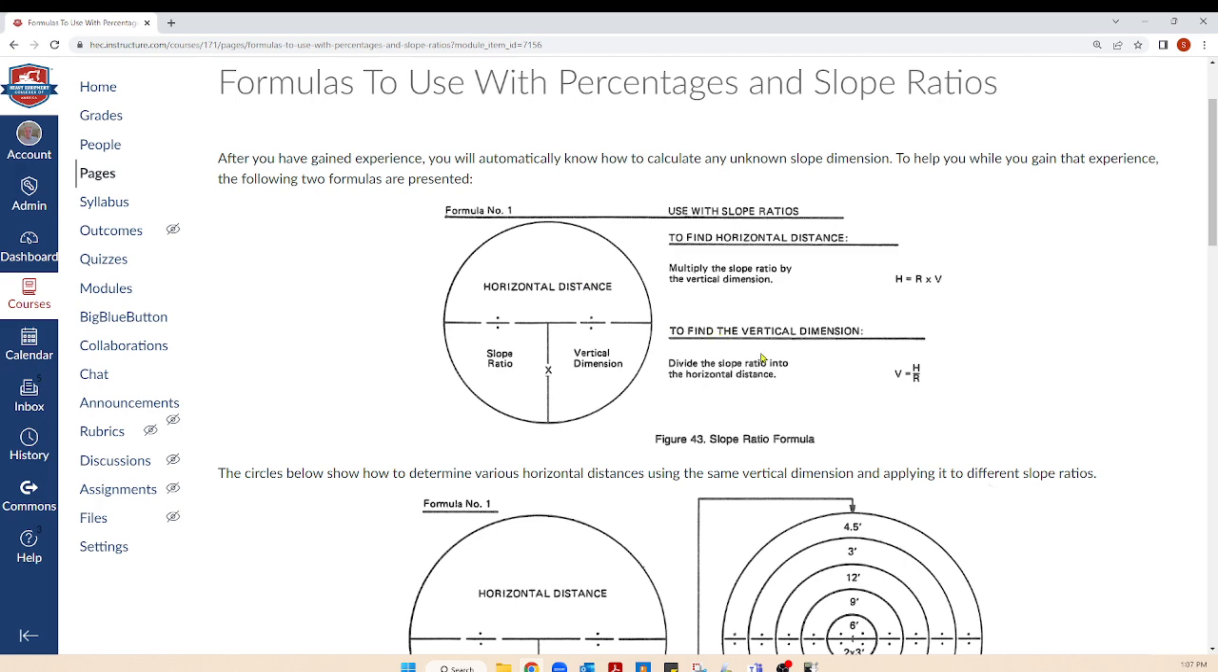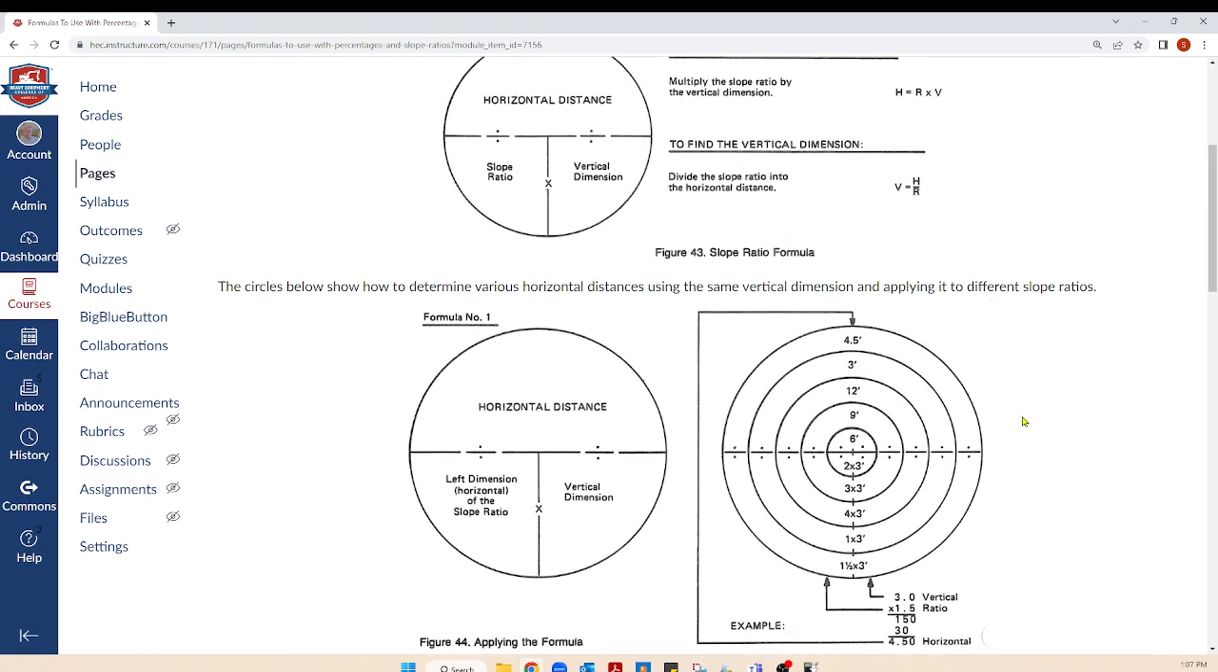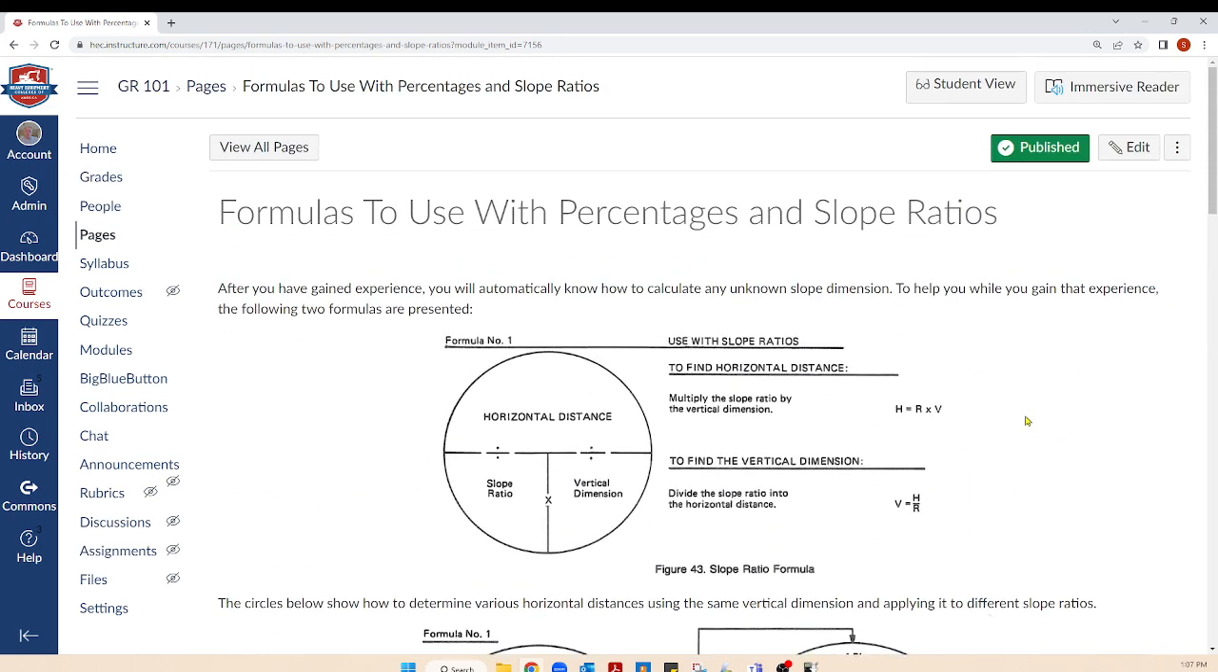If you remember the basic formula, and I don't see them having it up here, for slope ratio, the ratio, which is R, equals horizontal distance divided by vertical distance. Slope ratio equals horizontal distance divided by vertical. Horizontal distance equals ratio times vertical. Vertical distance equals horizontal distance divided by slope ratio. Can't go wrong. If you know them, you just plug it in.